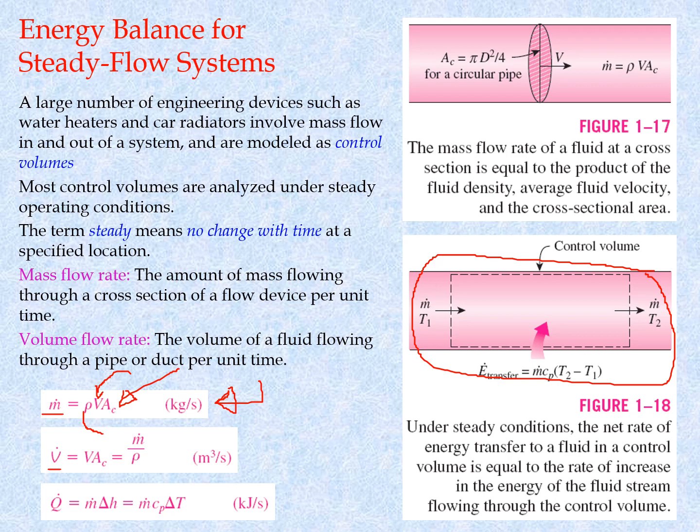Another equation is the heat transfer rate, or rate of energy in. M dot is the mass flow rate, delta H is the change of enthalpy, and Cp here is the specific heat at constant pressure, and delta T is the temperature difference.